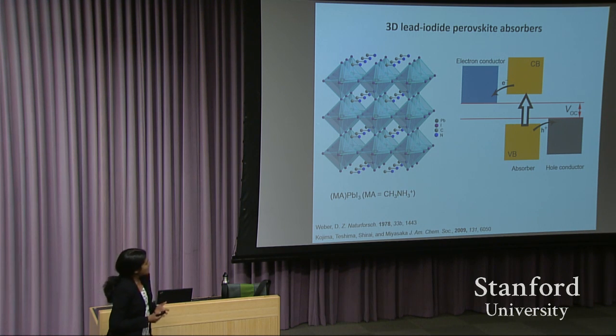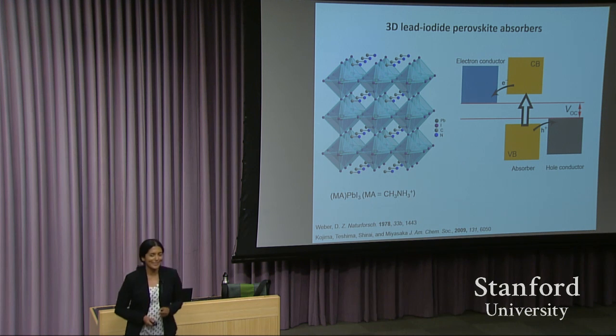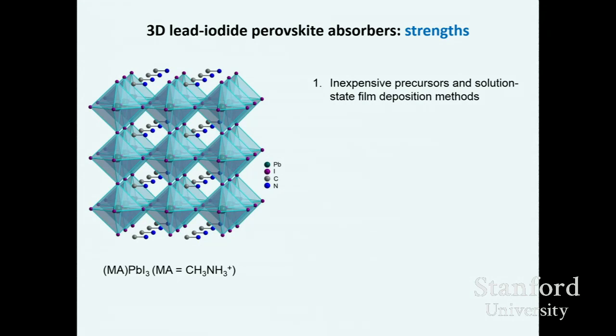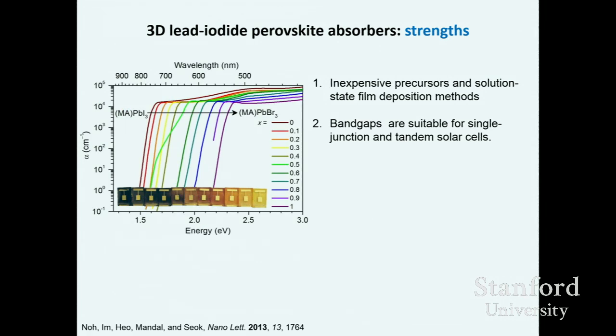So let me tell you why this material has caused such excitement as a solar cell absorber. I'll talk briefly about the strengths of this material. So for one, as I mentioned previously, it is extremely inexpensive to deposit even very large area coatings of this material. The precursors are cheap, and the film deposition methods are extremely inexpensive. Secondly, the lead iodide perovskite has a band gap that is almost perfect to use as a single junction absorber, as an absorber in a single junction solar cell, so a solar cell containing one absorber layer.